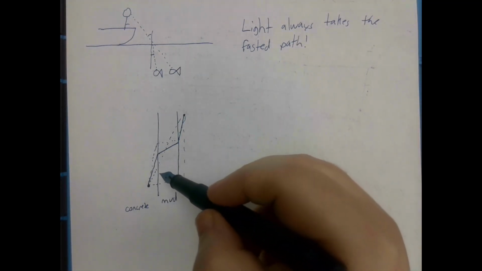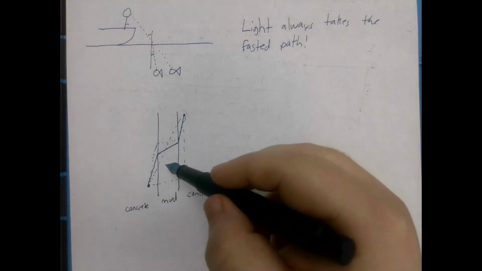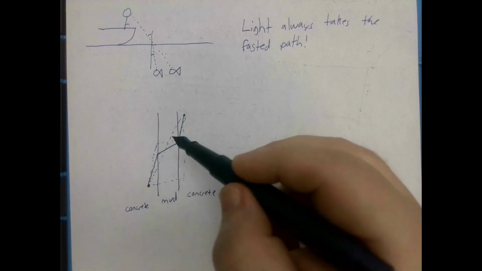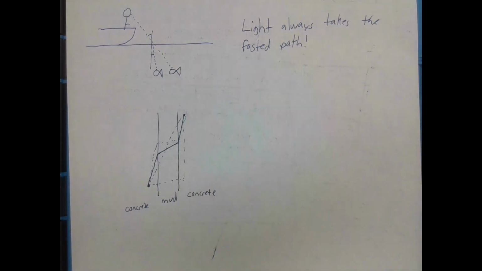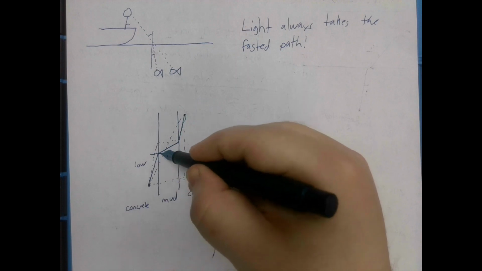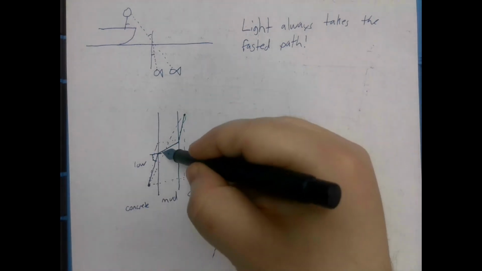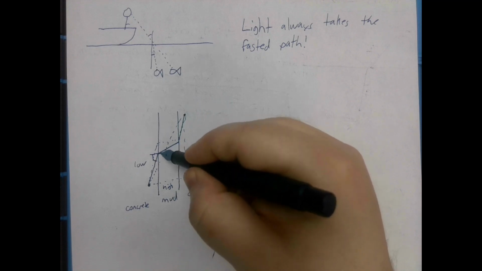So a straight line is the least distance. But this one spends less time in the mud, while also reducing your overall distance. So going from low index, again, the angle would be very steep, to high index, we're going to bend toward this normal line.